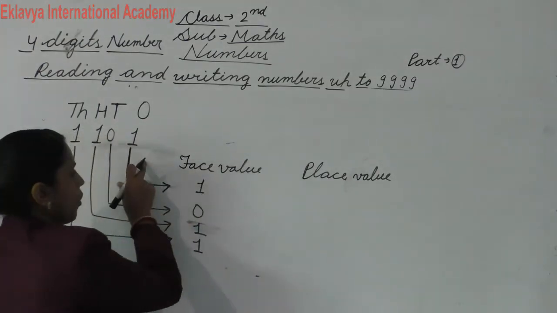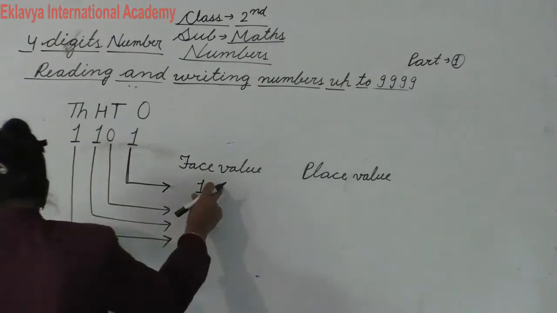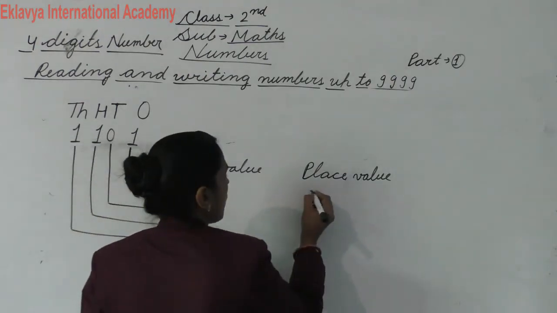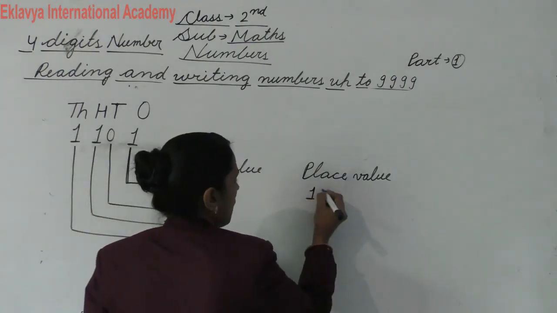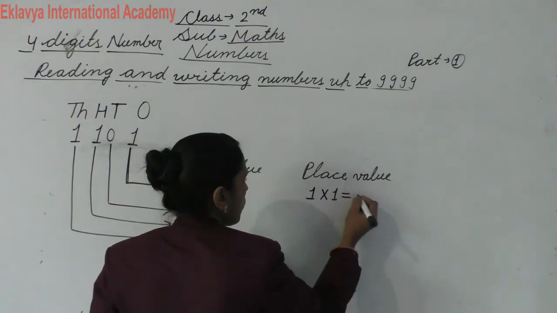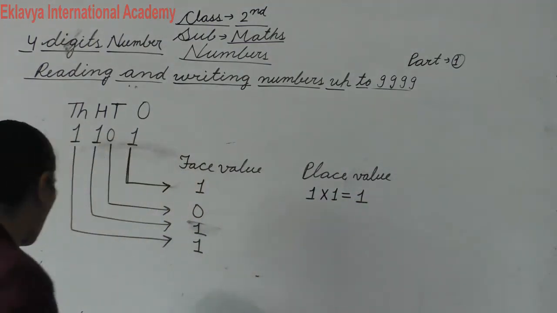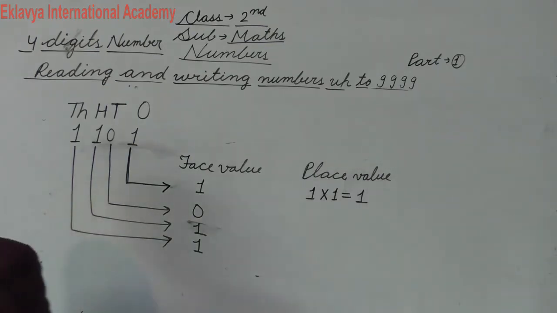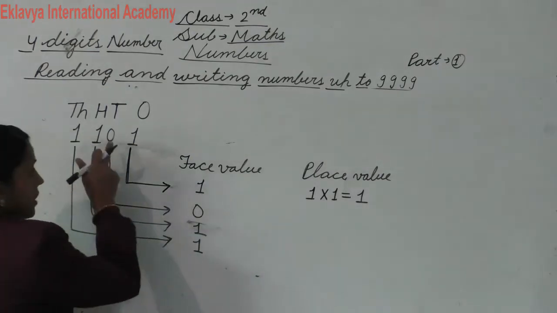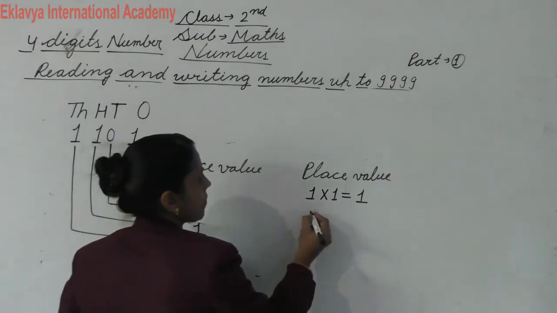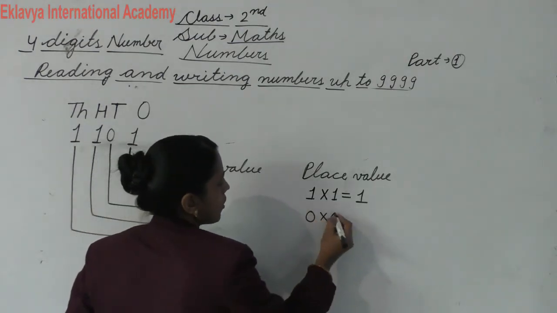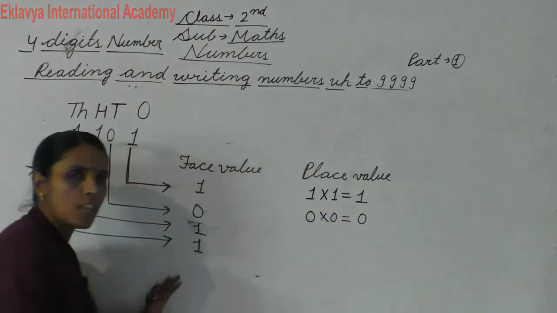Now do you know what is the place value of 1? Yes. Now 1 multiply by 1 is equal to 1. Place value क्या होगी 1 की? 1 ही होगी. Okay, clear? And next is beta, what is the place value of 0? तो do you know about 0 multiply by 0 is equal to 0. Okay, 0 से 0 ही होगी.